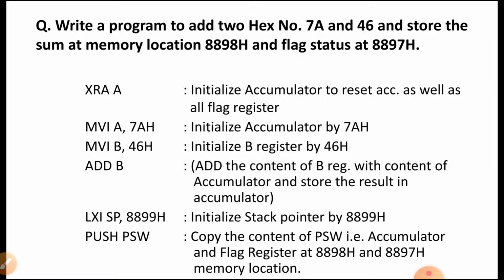So before starting to handle this question, let us understand the question first, then only we can go for the solution. In this question, two hexadecimal numbers are given, 7A and 46, and we have to add these two numbers. So normally this question belongs to the category in which we have to use a simple addition instruction by which you are able to add two hexadecimal numbers.